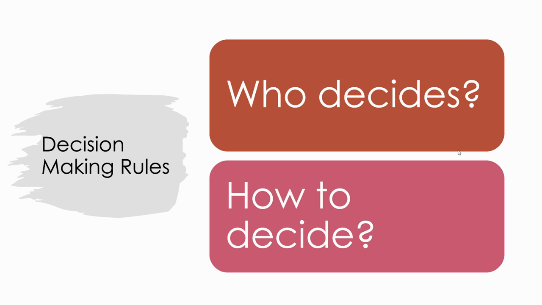So the next effective process that we're going to discuss is creating those decision-making rules. So a team has to decide who's going to decide and how they will decide on certain topics or situations or things that they need to plan. So, of course, those two questions that they're going to ask themselves are who decides and how do we decide? So let's look at some decision-making processes.